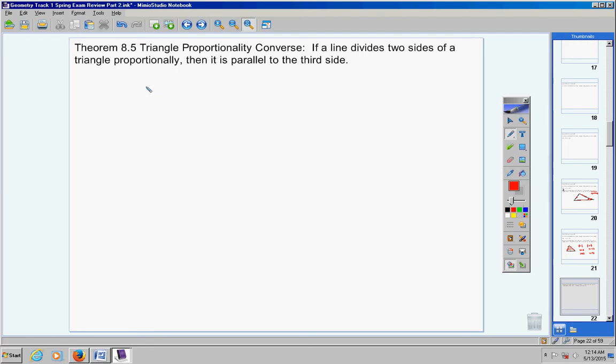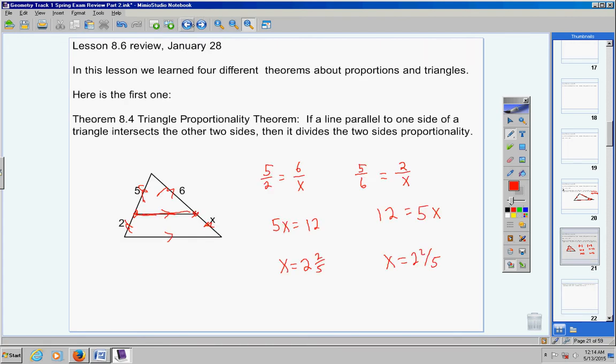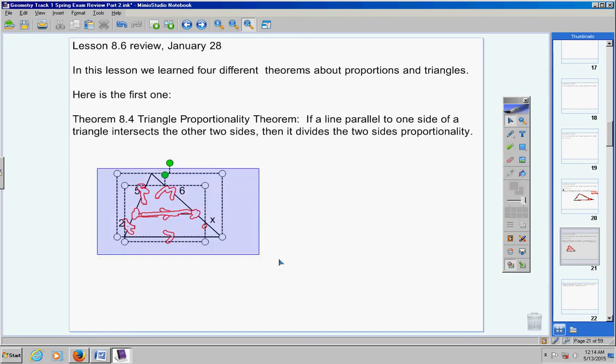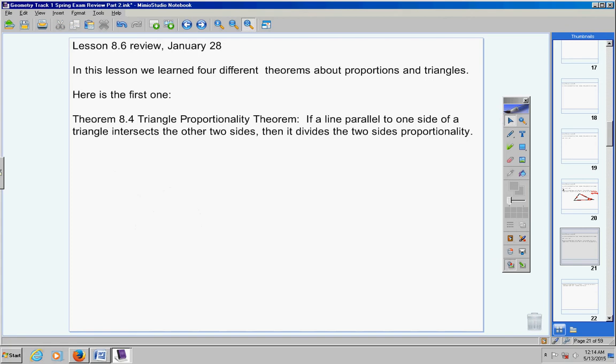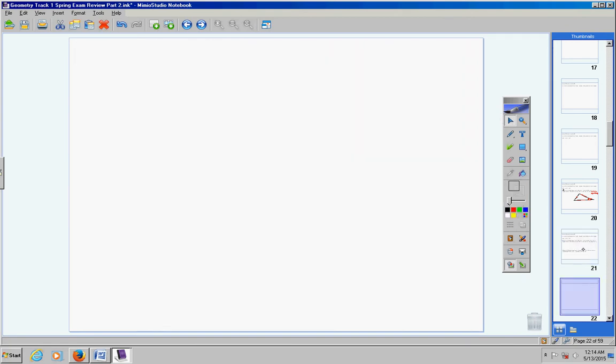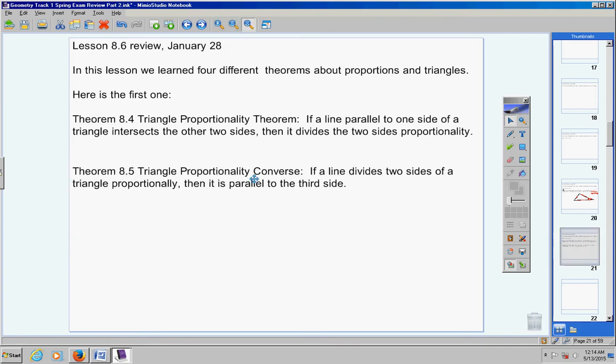If a line divides two sides of a triangle proportionally, then it is parallel to the third side. Students, this is just the converse of the other theorem. Please listen to this carefully. Watch this. In fact, I want to do this. And I would like to grab this and pull this over here so you can see them right underneath each other. Alright?